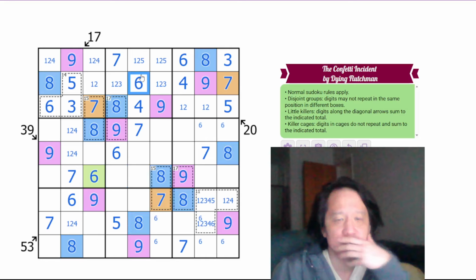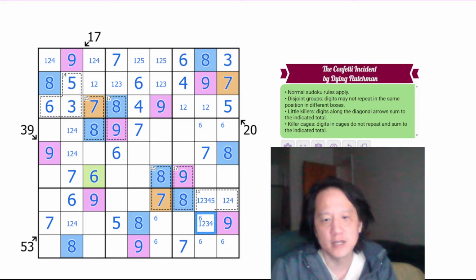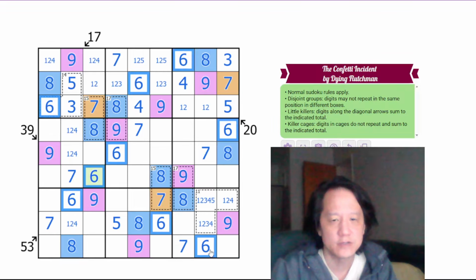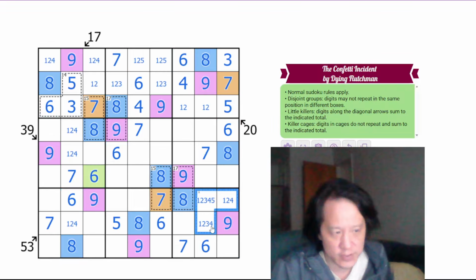Okay. We have a 6 in the central box, so this cannot be 6 here. We have a 6 in the lower right corner, so this can't be 6 here. Therefore, this must be 6 here. We have a 6 in the upper central box, so this can't be 6 here, which forces this to be 6 and that to be 6. So we should have all the 6s. This does not have a 6.